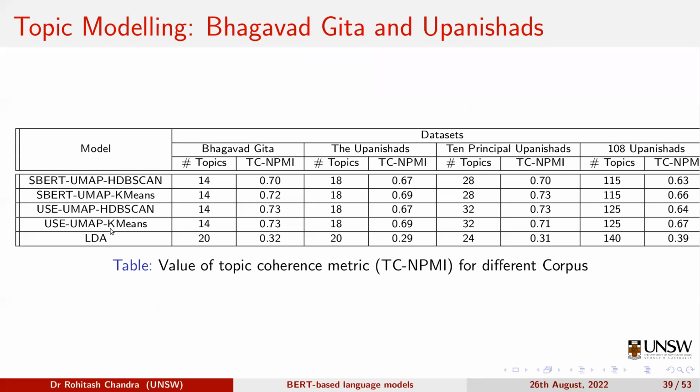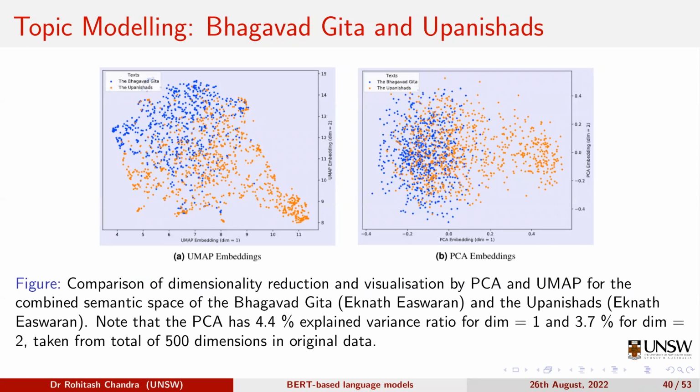We compare LDA, which is the canonical topic modeling method, with the 4 different types of methods that we developed, where we use BERT-based embeddings in the beginning, and then use UMAP with different types of clustering methods. Basically we find that the BERT-based model covers the better topics in the topic coherence metric. And next, a comparison of dimensionality reduction and visualization by PCA and UMAP.